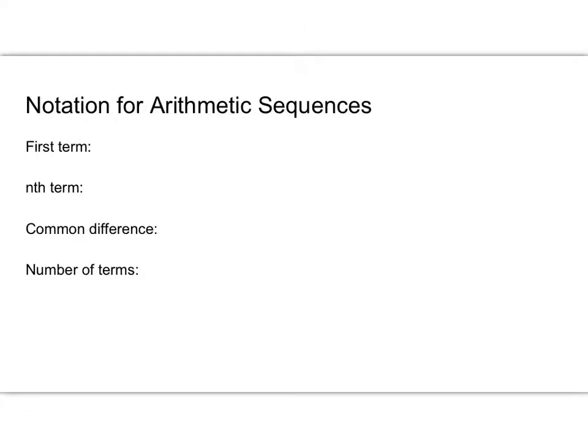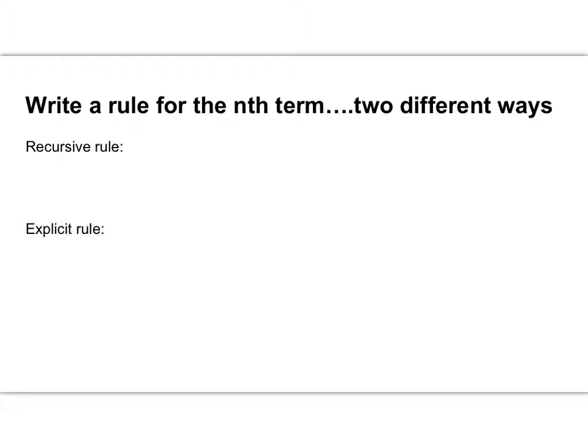All right, so notation for arithmetic sequences. Our first term is A1. Our nth term is AN. Our common difference is just D, and the number of terms is N. Pretty simple. If we want to write a rule for the nth term, say we have the first term and maybe the 10th term, and we want the 100th term, or the nth term, any term we want, we can find it.